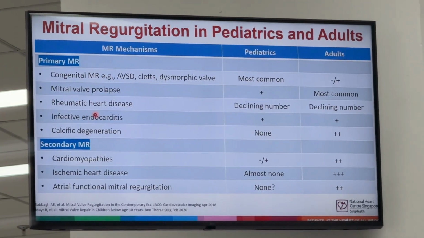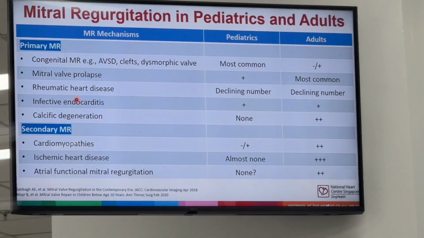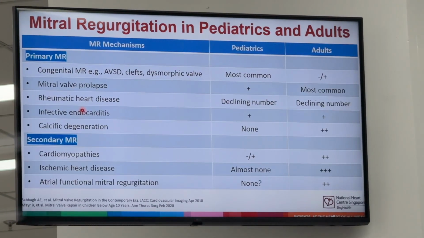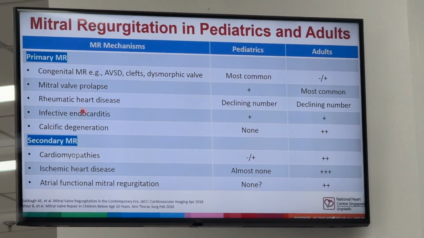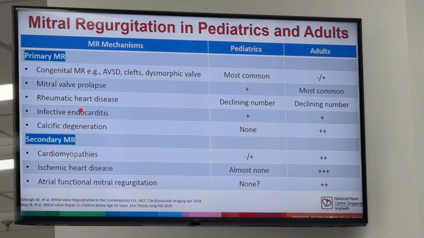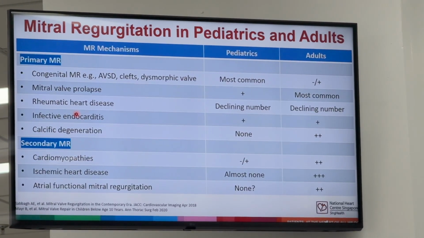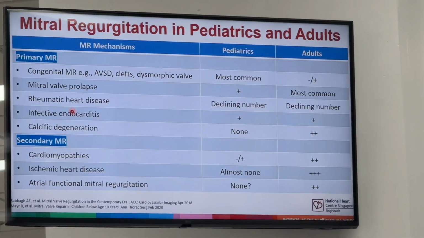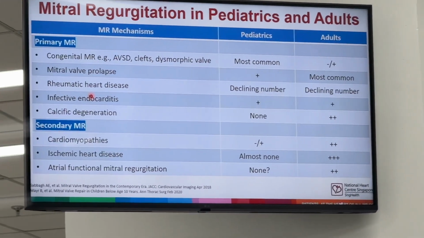And this is getting less and less common in the adult population because of the improving care for the pediatric patients. And most valves that have severe abnormality have been detected in the pediatric age before they move on to adult life. Mitral valve prolapse is also still common in the pediatric population, and in adult this is probably the most common cause of regurgitation. Rheumatic heart disease in the past has been the most common cause of mitral valve disease, but it's a declining number in recent years.